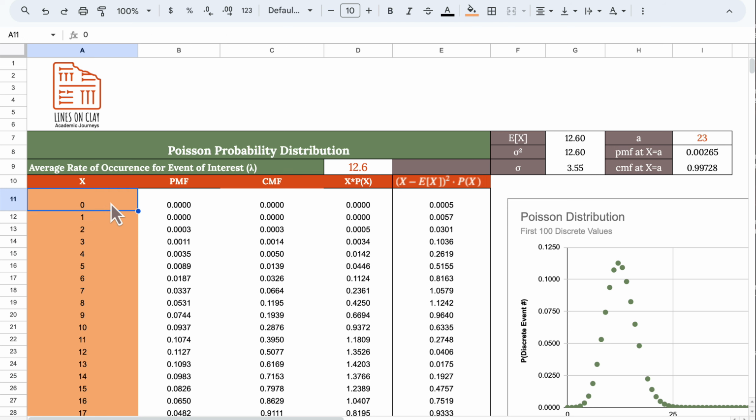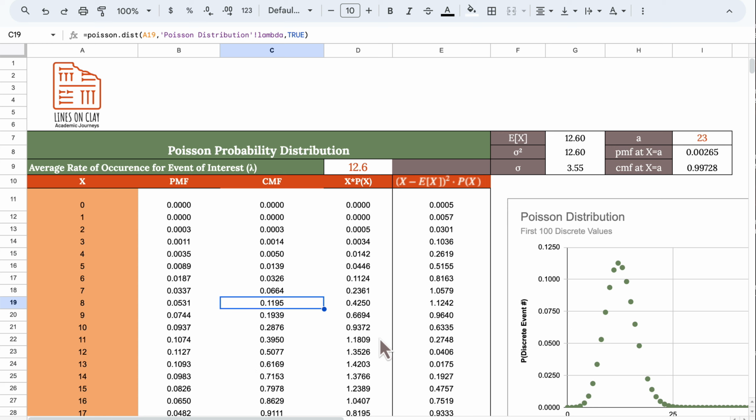So this first column is, well, what if there were 0 customers or 1 customer or 2 customers that come through the drive-through over the next hour? And the PMF column tells you the associated probabilities given your lambda. So if you expect to have 12.6 customers per hour, well, then the probability that you'll have exactly 8 would be 0.0531 or 5.31%. The CMF column, as it always does, tallies up all of the PMF values up to your value of interest. So for instance, once again, with 8 customers, there is an 11.95% chance that you will see 8 or fewer customers over the course of the next hour.